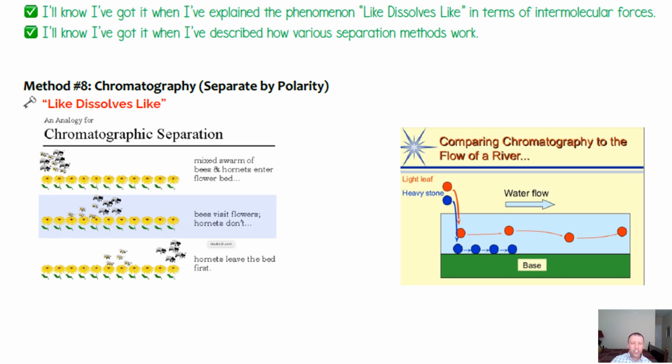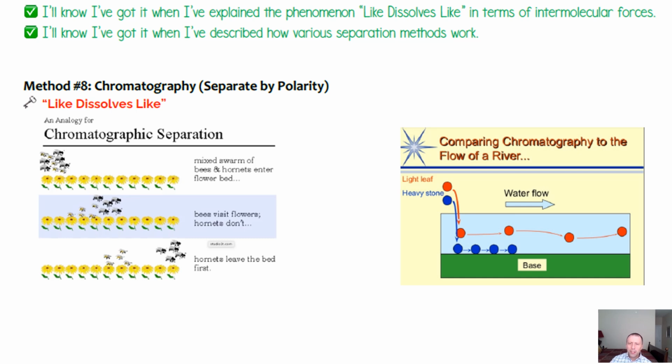The first analogy is, imagine you have a mixture of bees and hornets over flowers. Hornets don't really love flowers, but bees do love flowers. So they're swarming, the wind is blowing, and all of a sudden they see these flowers, and the bees are going to stop and pollinate and get some nectar, and the hornets are going to keep going. So the hornets will leave the bed first. Eventually the bees will leave once they've done their thing, so the bees will come out second.